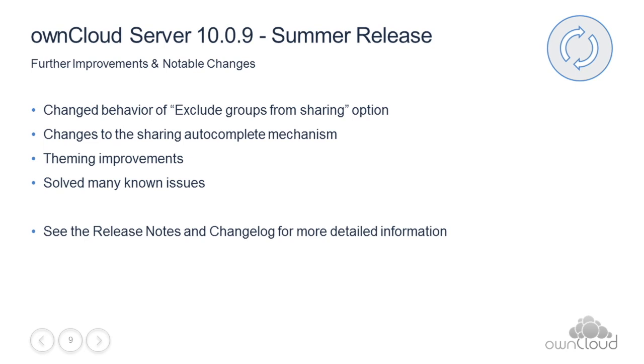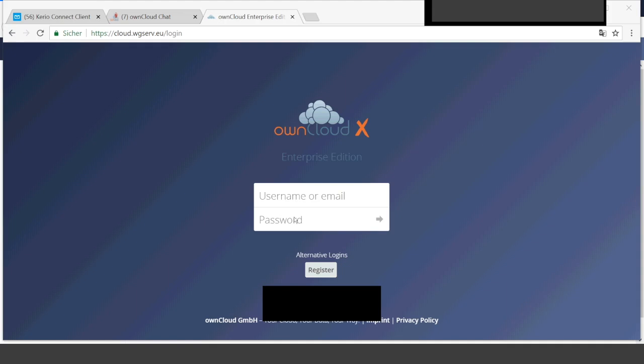So, yep, some smaller improvements, but still notable changes I would like to introduce are, on the one hand, the changed behavior of the exclude groups from sharing option, and also changes to the sharing autocomplete. To show this a little better, I will share my screen again and show you directly in the user interface. For the first one, I need to log in as the admin user.